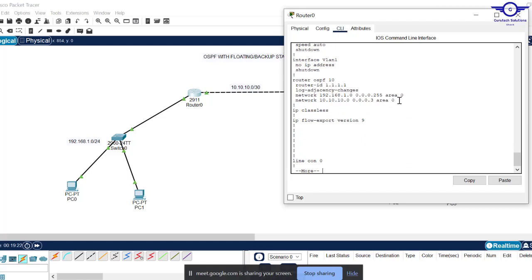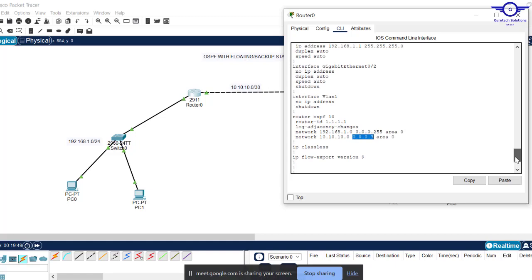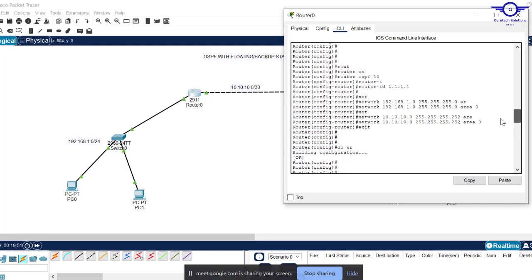You can see here, I have configured OSPF with a process ID of 10, a router ID of 1.1.1.1, and a network of 192.168.1.0. Then we are finding a figure that we never configured here, 0.0.0.255. Also, we are finding a figure that we didn't configure here.